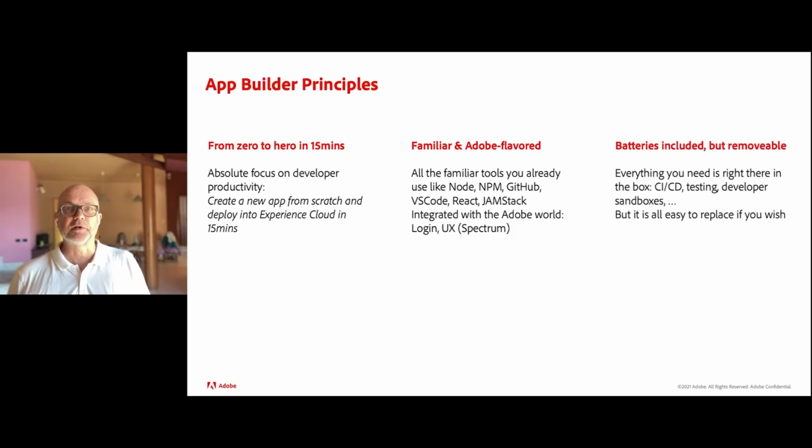The next principle I would call batteries included but removable. You need a lot of infrastructure around your application like CI/CD, testing, developer sandboxes, etc. All of that is already there right in the box of App Builder. However, if some of those pieces are not to your liking or you have different requirements, they're very easy to rip and replace with whatever makes sense in your situation.